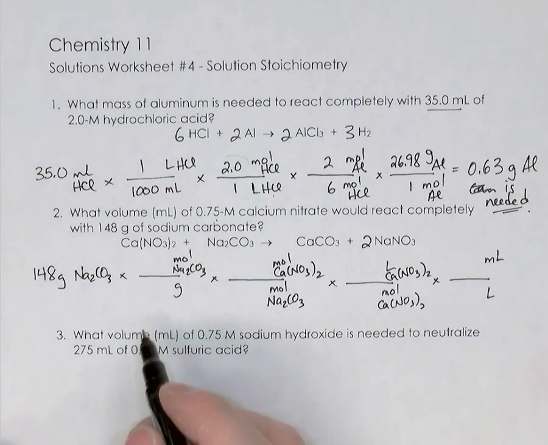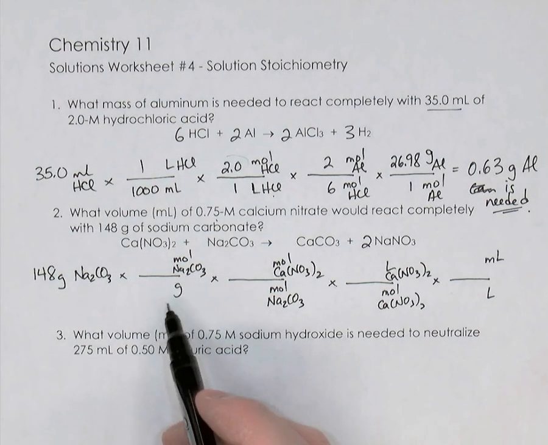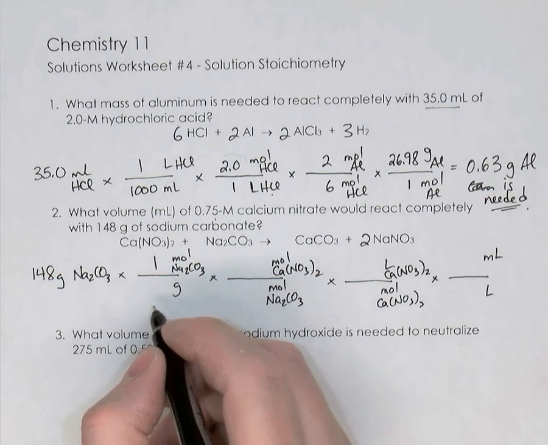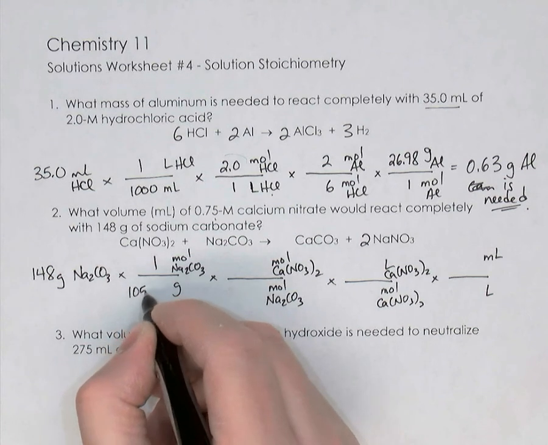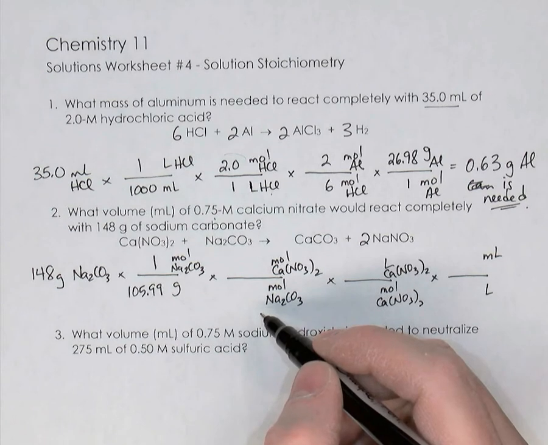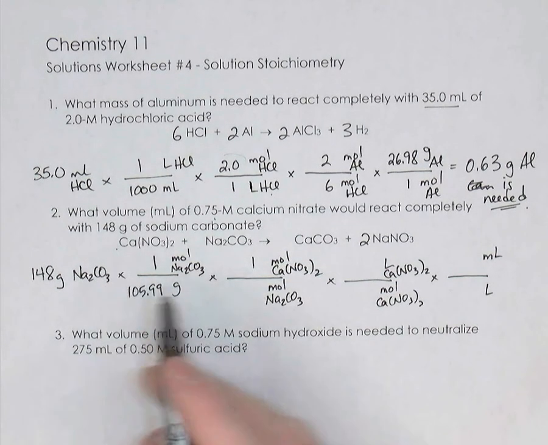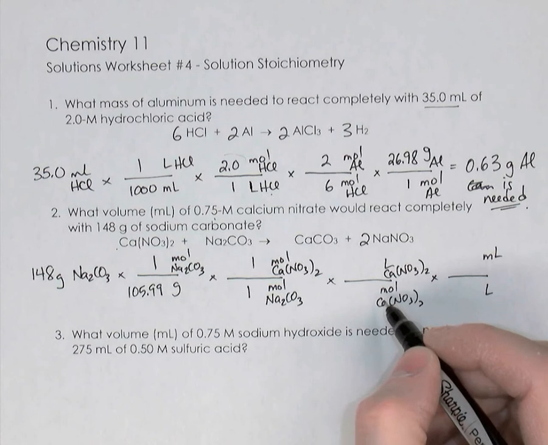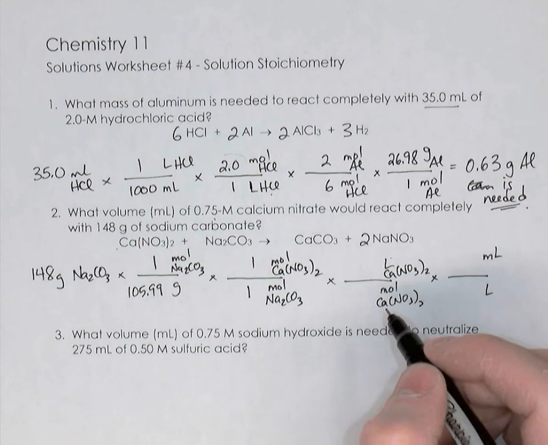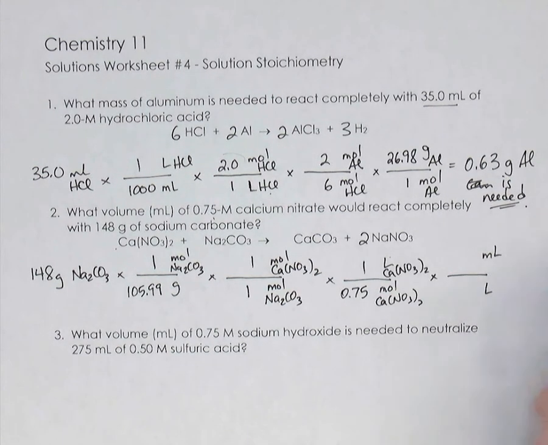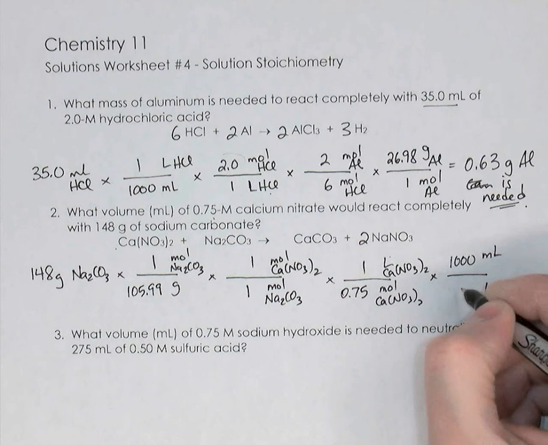So from a periodic table we need the molar mass of sodium carbonate. You can look that up. 1 mole will weigh 105.99 grams. From the coefficients in the balanced equation, 1 mole of calcium nitrate will react with 1 mole of the sodium carbonate. It's a 1-to-1 ratio. The concentration of the calcium nitrate was 0.75 moles per liter. And then there's 1,000 milliliters in a liter.